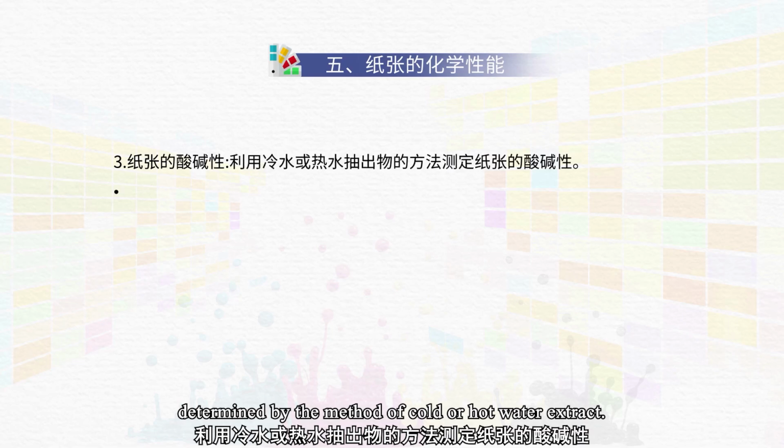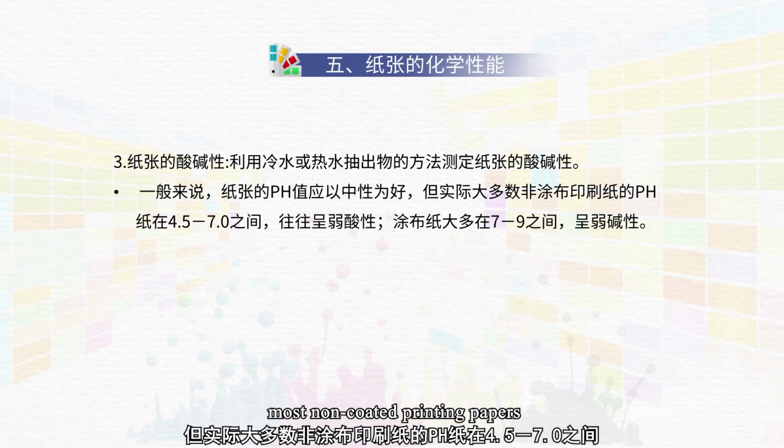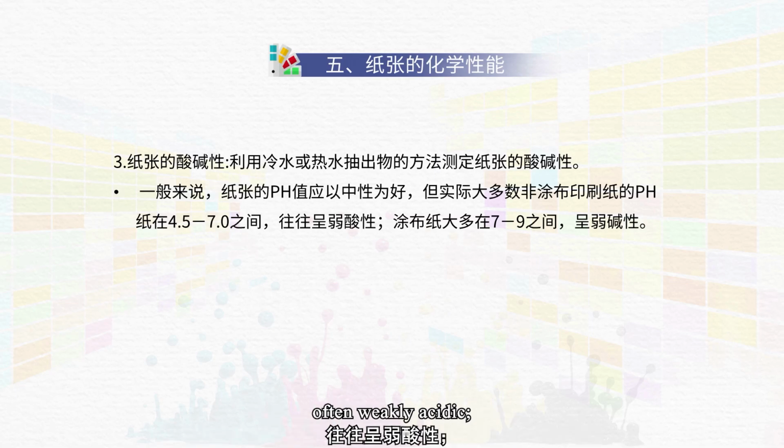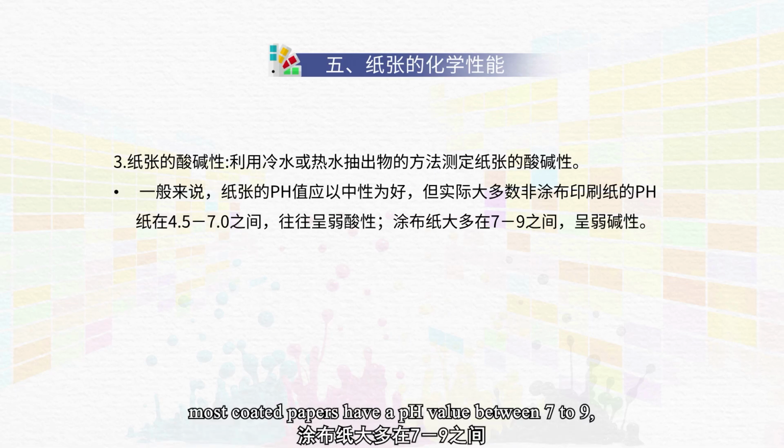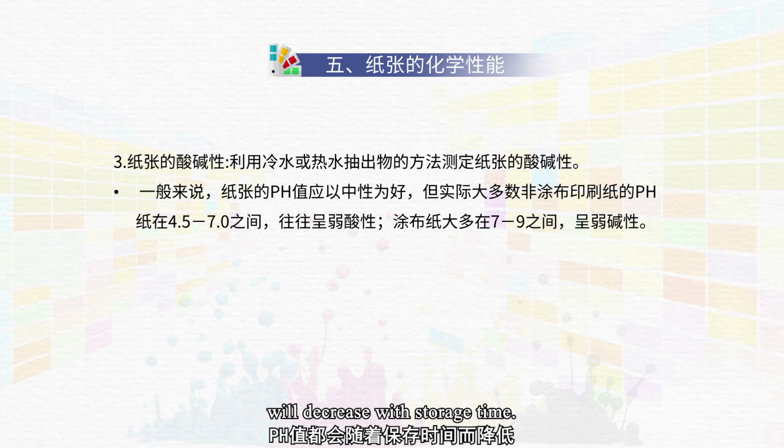Acidity and alkalinity of paper, determined by the method of cold or hot water extract. Generally, the pH value of paper should be neutral. But in reality, most non-coated printing papers have a pH value between 4.5 to 7, often weakly acidic. Most coated papers have a pH value between 7 to 9, weakly alkaline. However, the pH value of any type of paper will decrease with storage time.